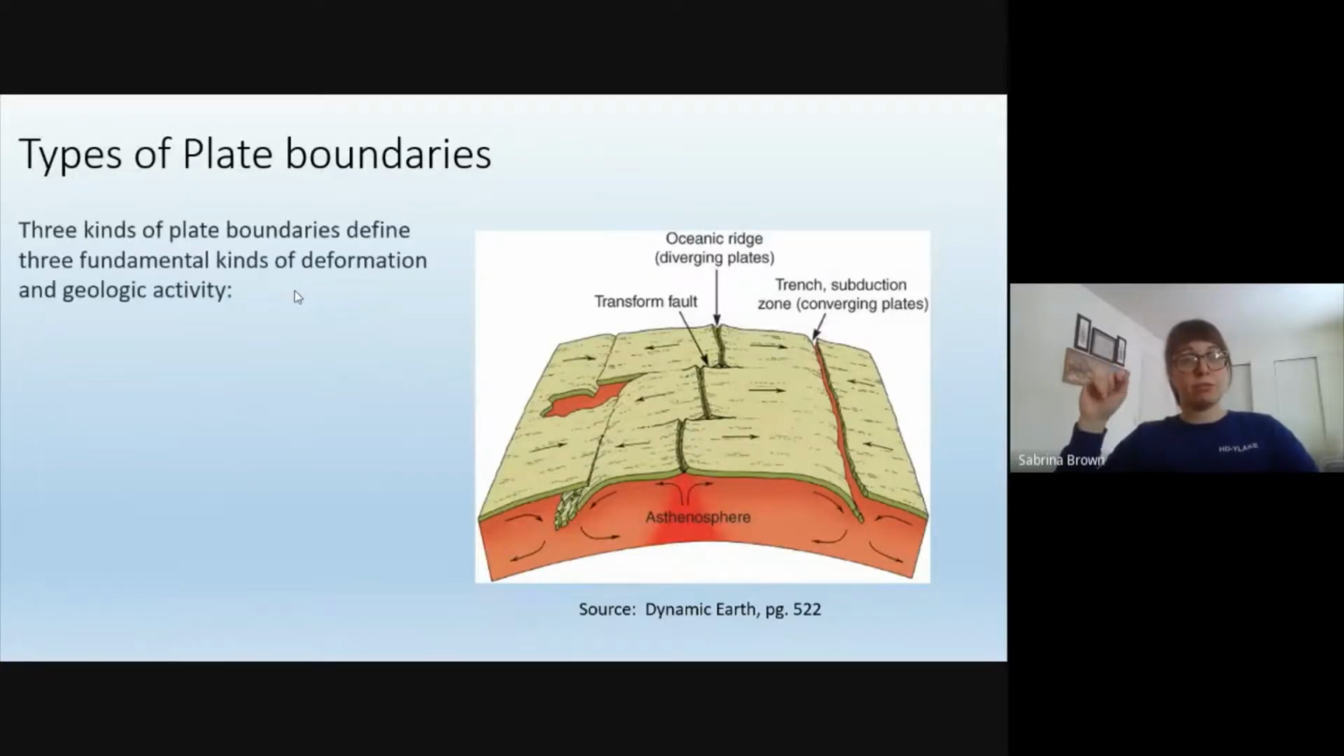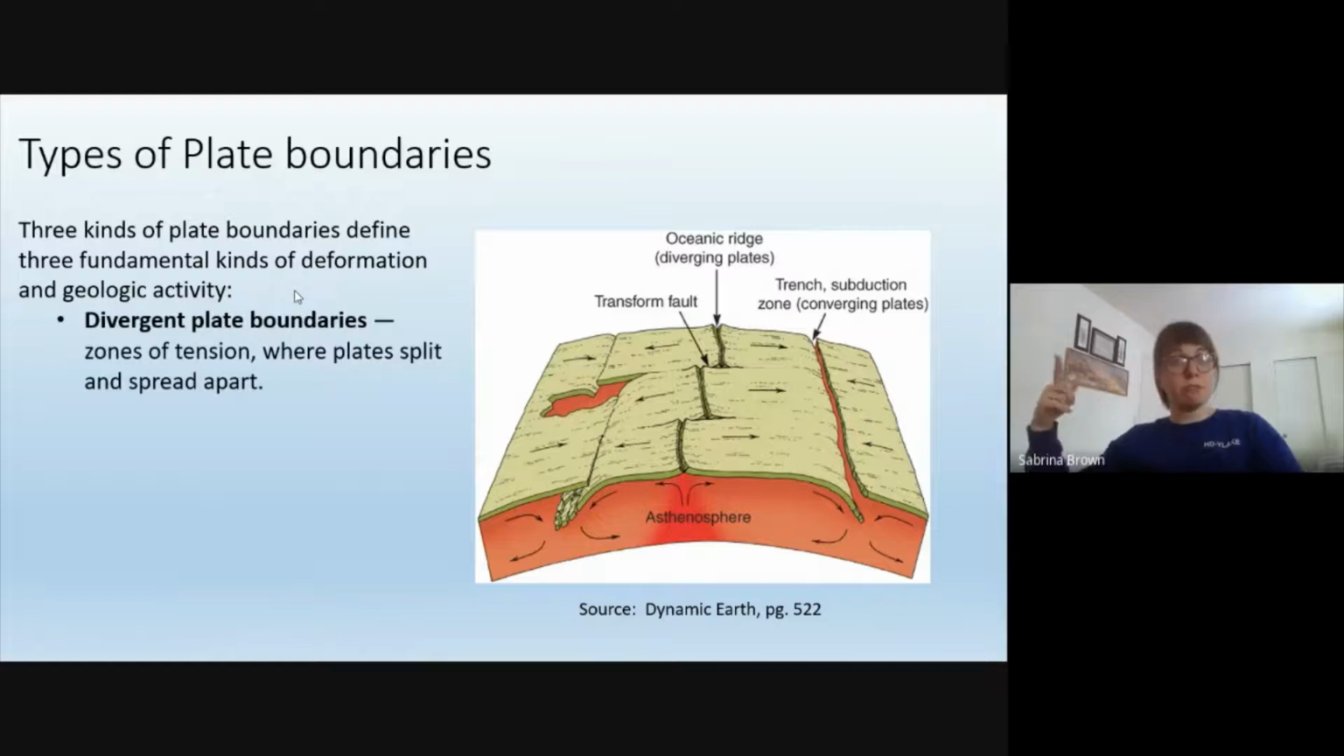Cool. Final topic to talk about for lecture today is the three types of plate boundaries that we classify in geology. So we have three kinds of plate boundaries that define the three fundamental kinds of deformation and geologic activity associated with plate tectonics. So the first type of plate boundary is divergent. At divergent plate boundaries, this is where we have plates moving away from each other because we have some zone of tension, which means we have forces pulling apart.